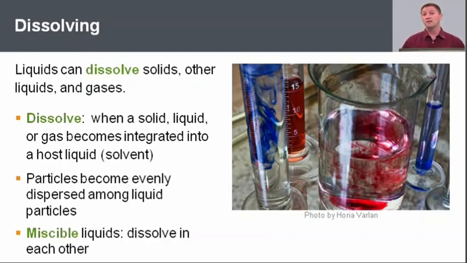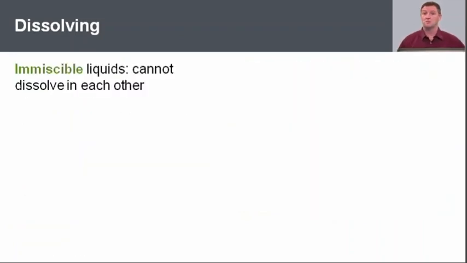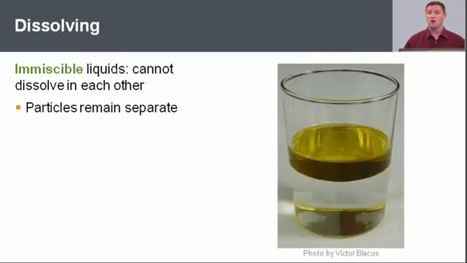When one liquid dissolves another, it's called a miscible liquid, which means they can dissolve in each other, as opposed to immiscible liquids, which cannot dissolve each other. When you try to mix them up, the particles remain separate. This is a familiar example of oil and water. Why does this happen? Because the intermolecular forces of one substance don't like the intermolecular interactions of the other substance. What do we mean when we say doesn't like it? It means that they repel each other. When those molecules repel each other, you get separation or immiscible liquids.